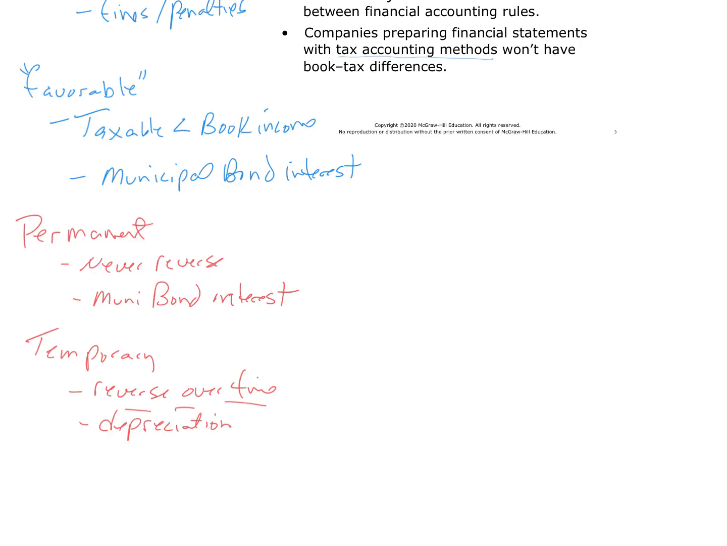Now, there's a huge list of common book tax differences. I will load those into a Word document and post it so you can see it's essentially a laundry list of favorable and unfavorable, permanent and temporary book tax differences.